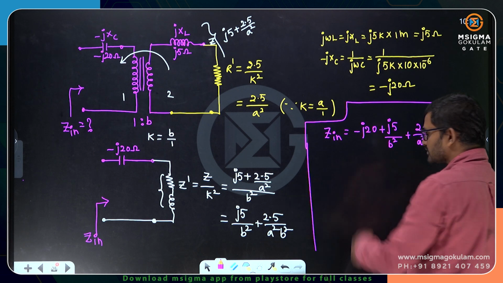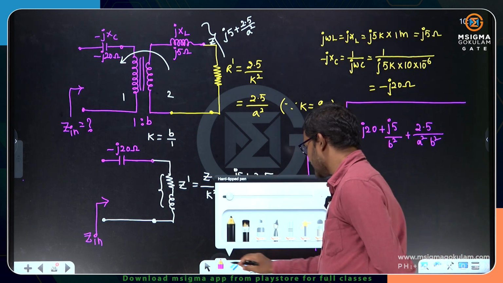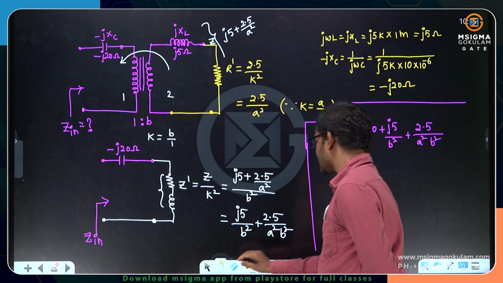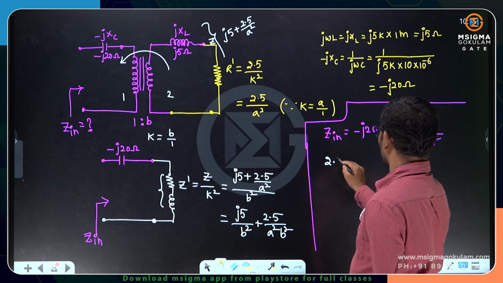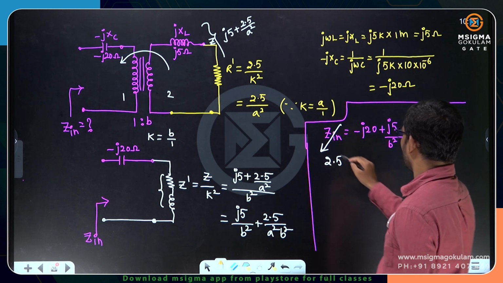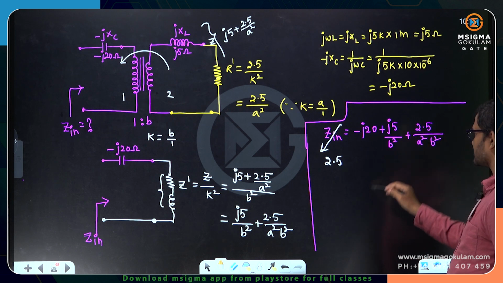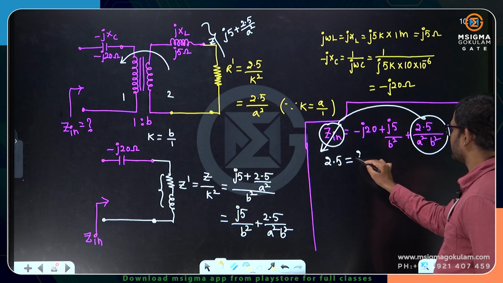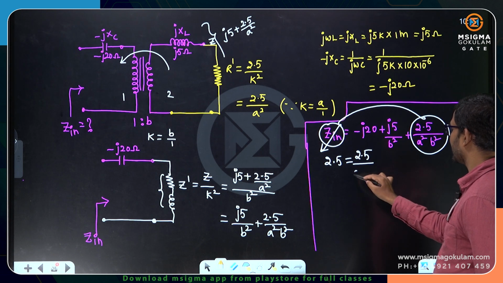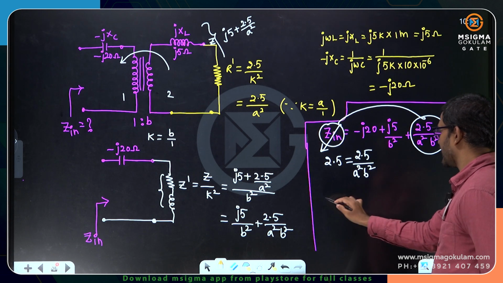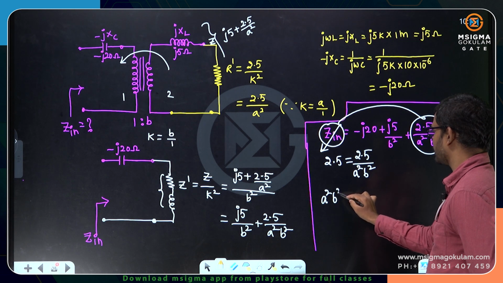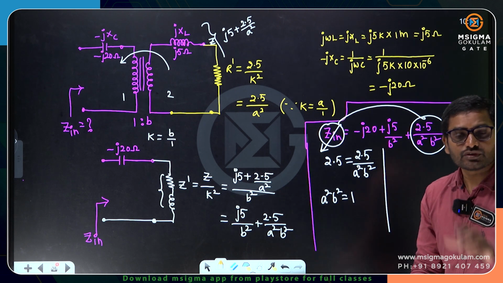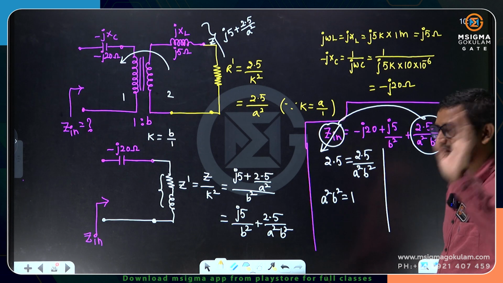Zn is how much? Zn is 2.5 ohms, only resistive nature. If this is 2.5 ohms, now I can equate the real terms. Okay, so 2.5 is equals to 2.5 by a square b square. So I will be getting a square b square is equals to 1. And remaining you have to make the imaginary term equals to 0.